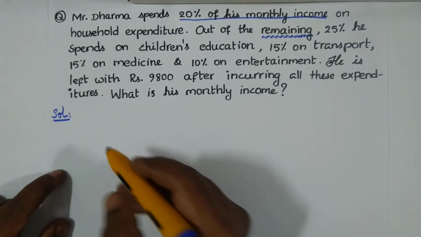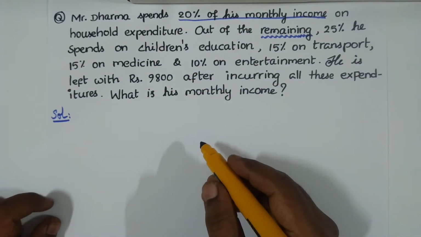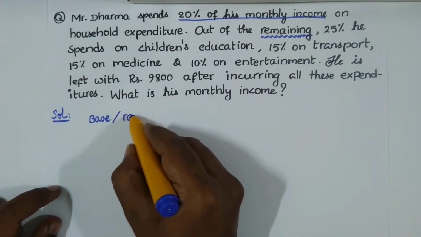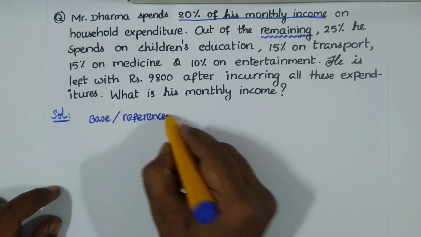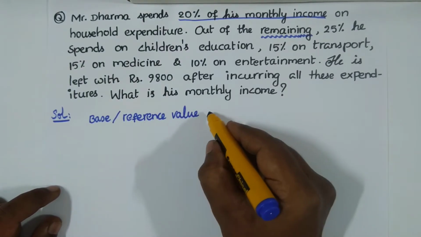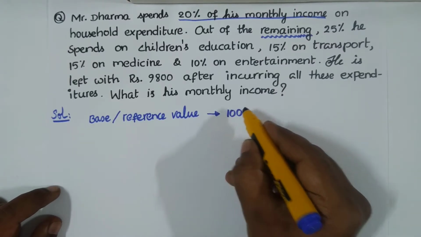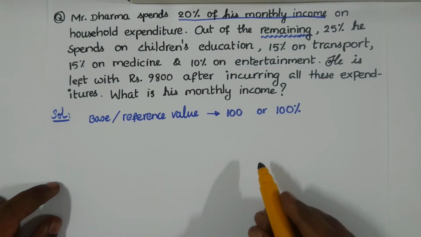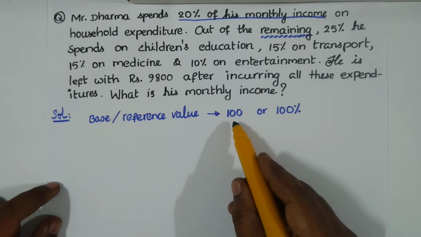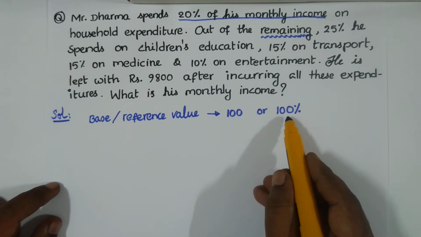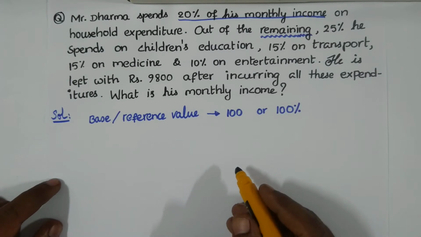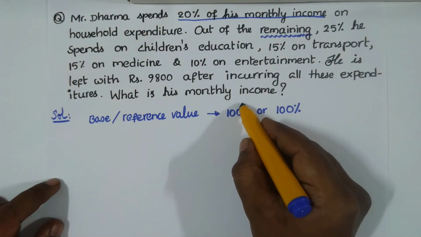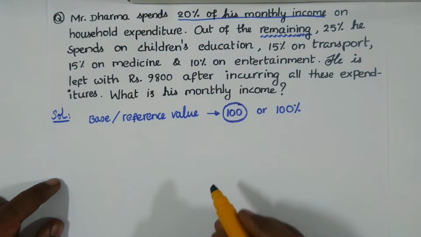Whenever you have percentage based problems, always choose some base or reference value. I can take either 100 rupees or 100%, whichever you are comfortable with. If you are comfortable with 100, you go with it, or 100%, it's up to you. Whenever you have remaining kind of stuff in the problem, always go for this 100.